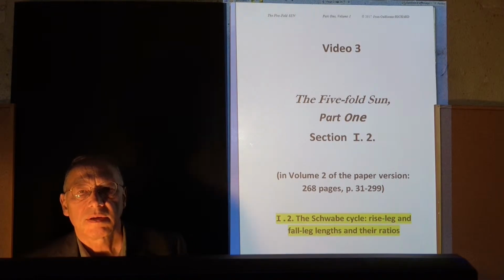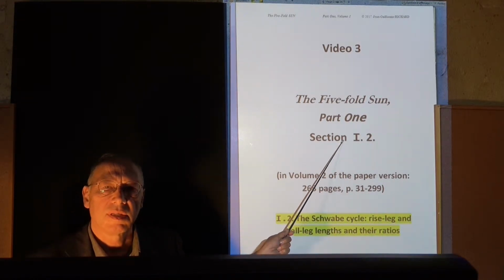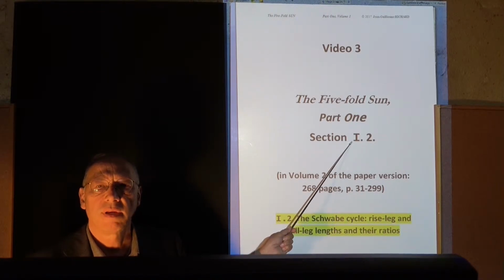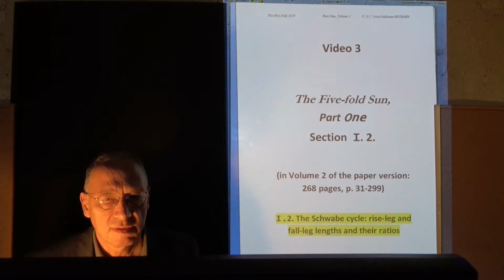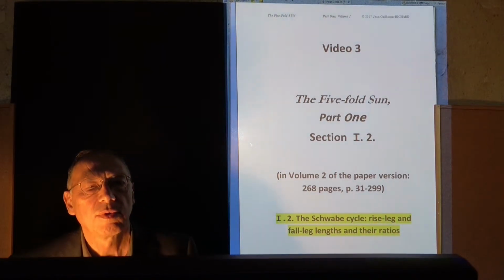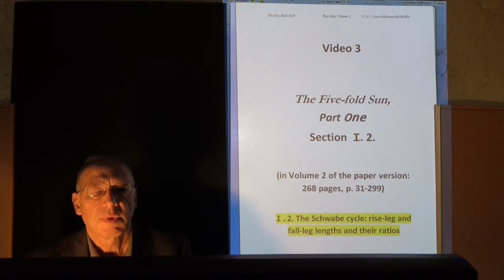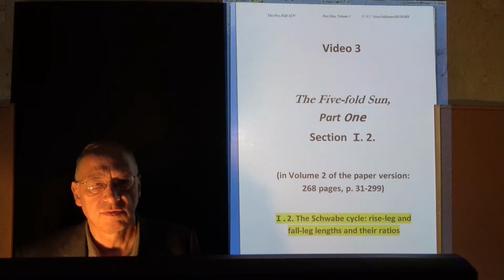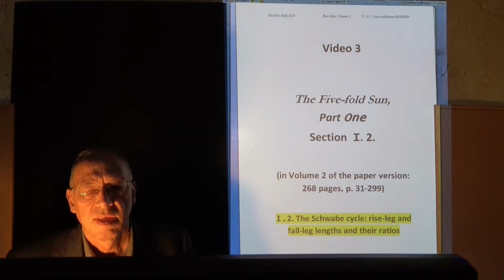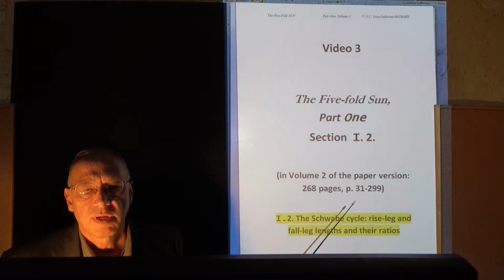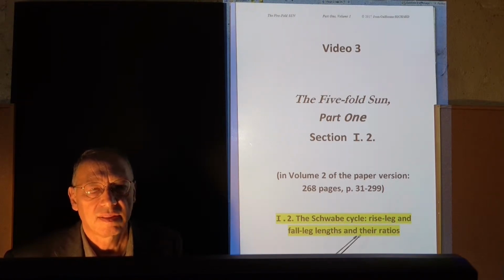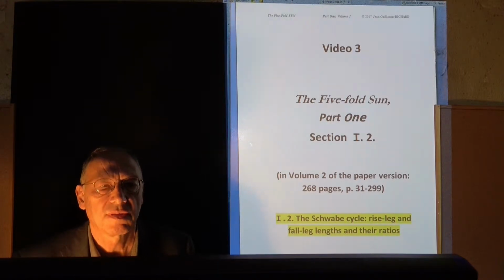This matter is treated in section 2 of part 1 in the book The Fivefold Sun. We are today October 4th of the year 2018, and this is about a year after the book was filed at the Bibliothèque Nationale de France in late 2017. The topic of section 2 again is the rise leg and the fall leg, their lengths and the ratios of their lengths.